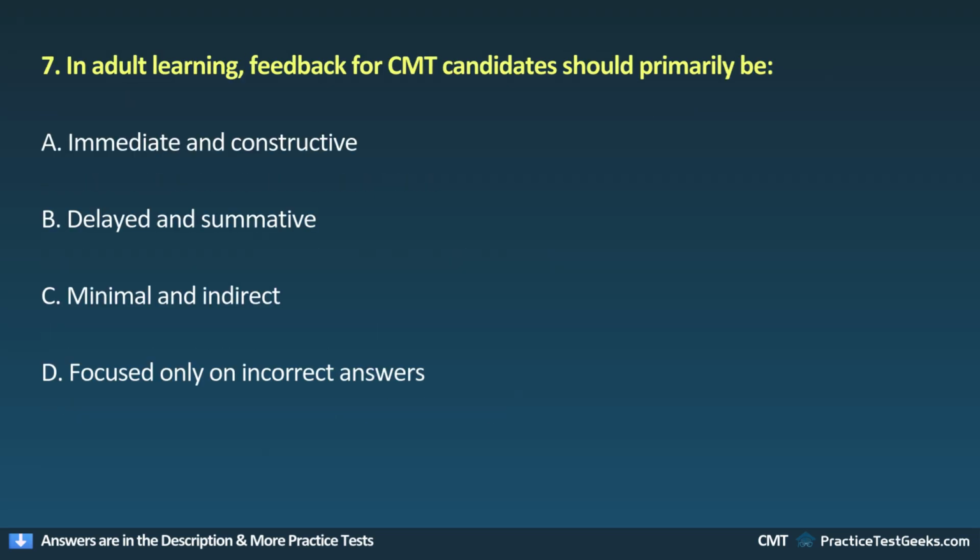7. In adult learning, feedback for CMT candidates should primarily be A. Immediate and constructive. B. Delayed and summative. C. Minimal and indirect. D. Focused only on incorrect answers.